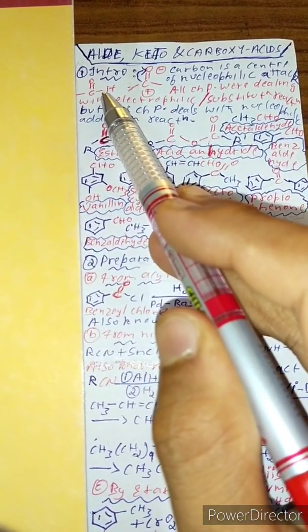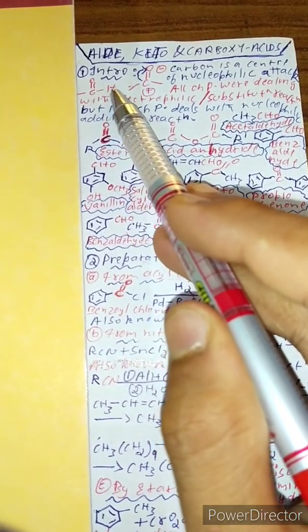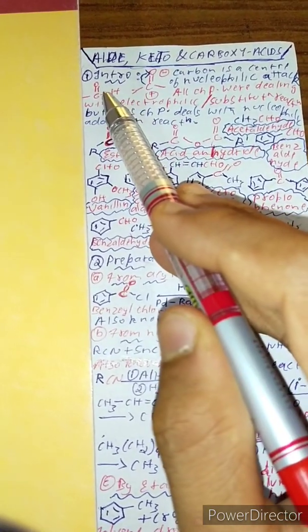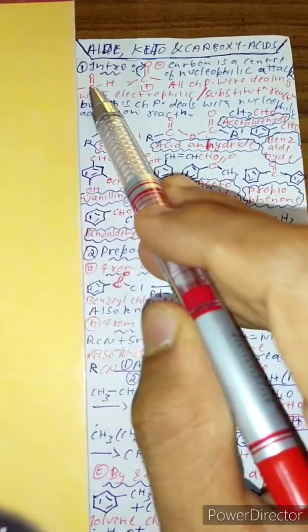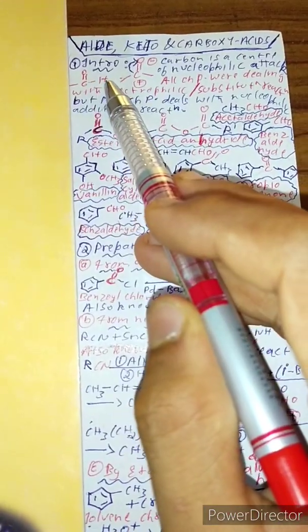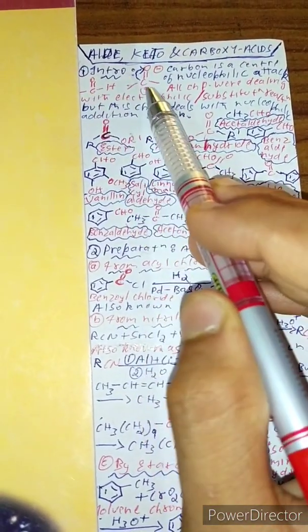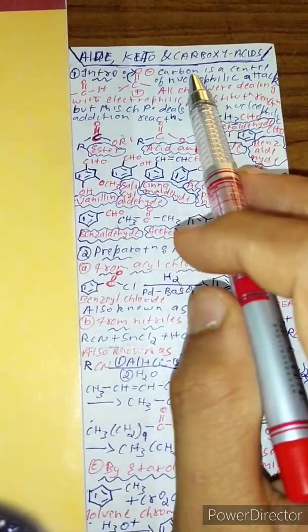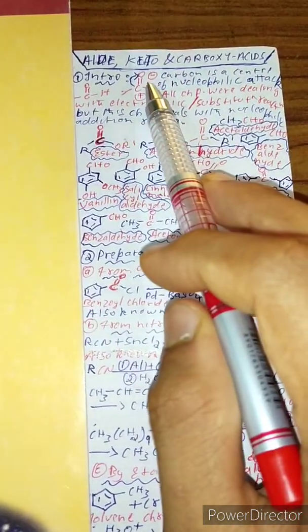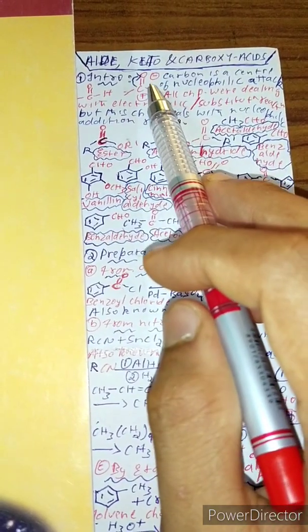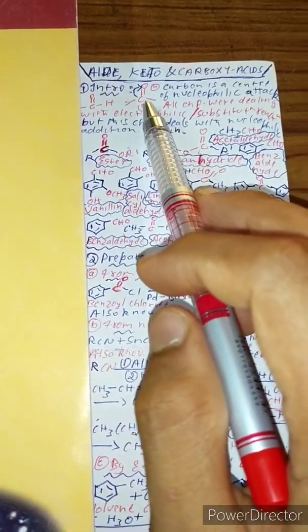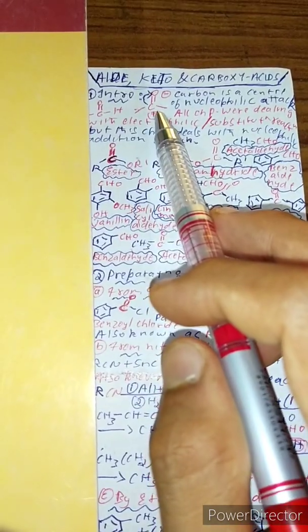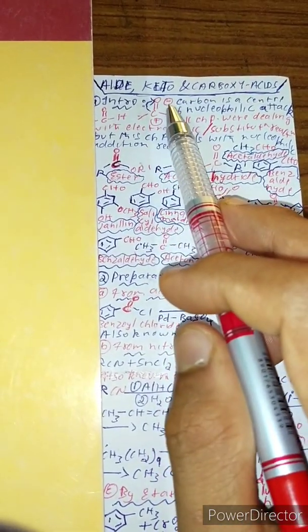This is the structure of ketone, that is CHO. Sorry, this is aldehyde. Ketone is C double bond O, and aldehyde is CHO. And this is aldehyde and this is ketone. In these, the carbon is the center of nucleophilic attack. What do you mean by nucleophilic attack? A nucleophile is the one which has a negative charge and attacks a positive charge.